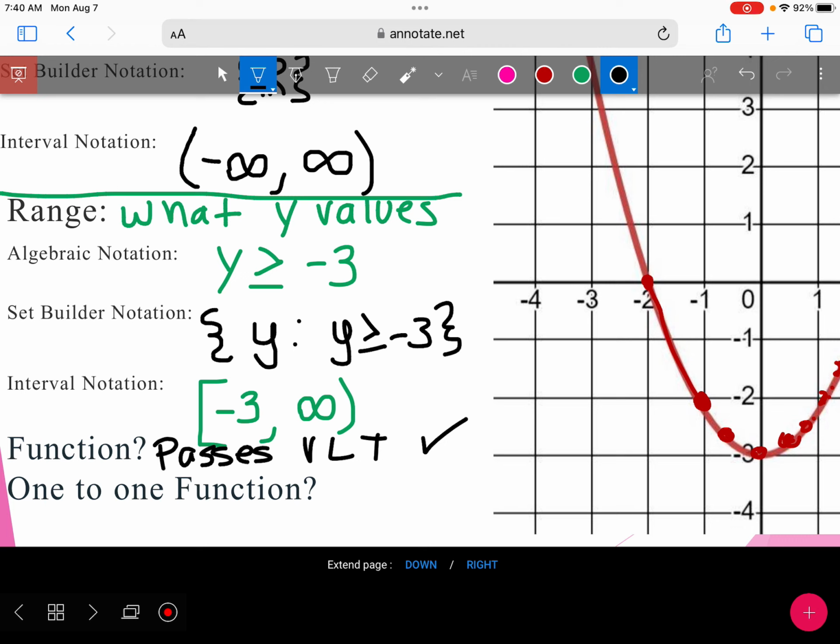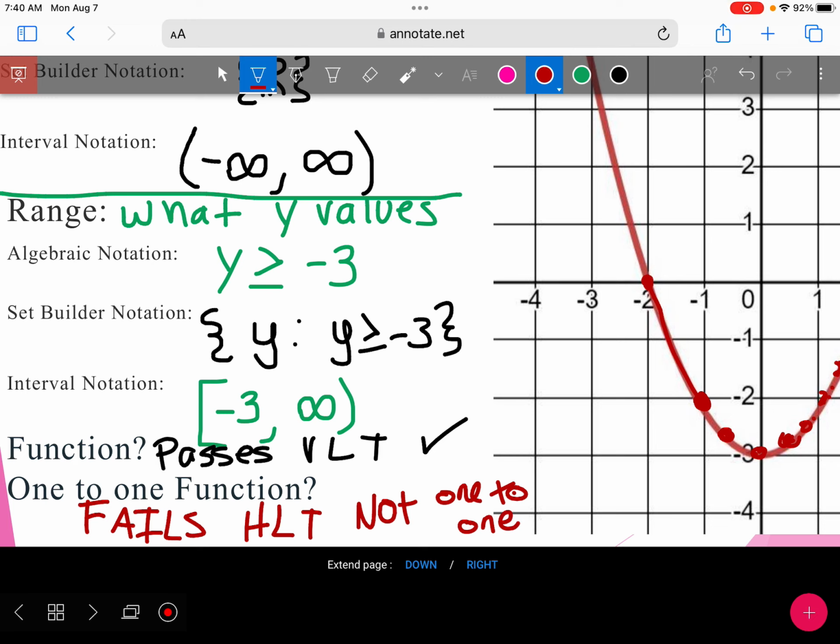So if it ever fails, in any singular instance, then it is not a one-to-one function. So this fails the horizontal line test. So it's not one-to-one. So it is a function, but it is not a one-to-one function. My domain is all real numbers, and my range is y has to be greater than -3.